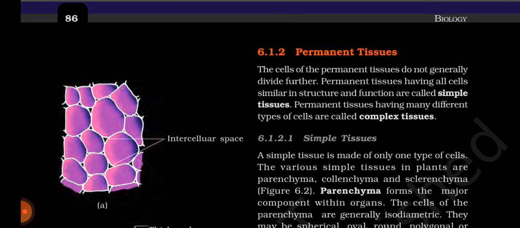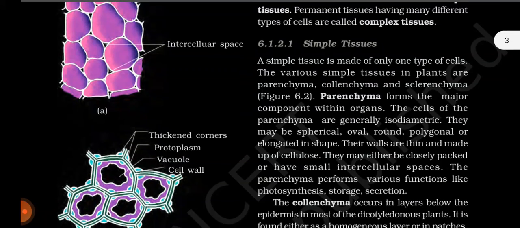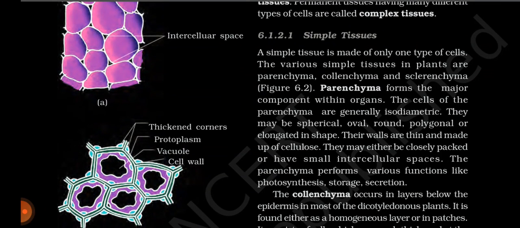Permanent tissue. The cells of permanent tissue do not generally divide further. Permanent tissue having all cells similar in structure and function is called simple tissue, and permanent tissue having many different types of cells is called complex tissue. Simple tissue. A simple tissue is made up of only one type of cells. Various simple tissues in plants are parenchyma, collenchyma, sclerenchyma.